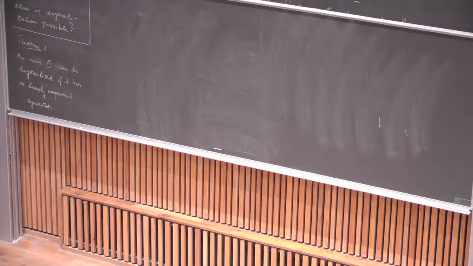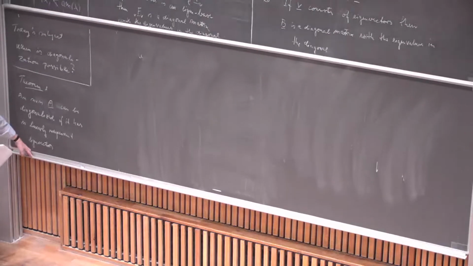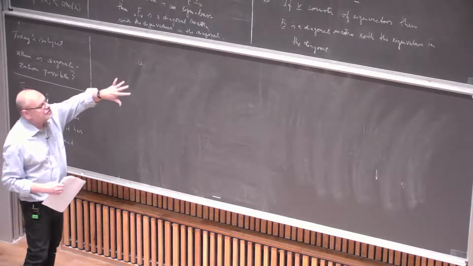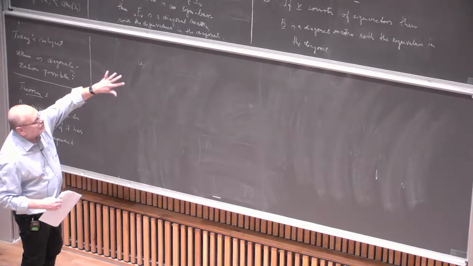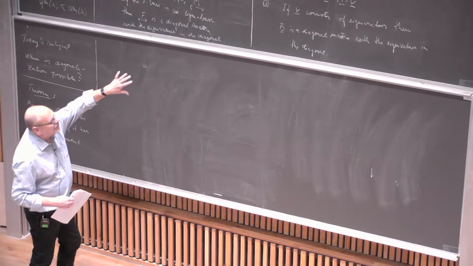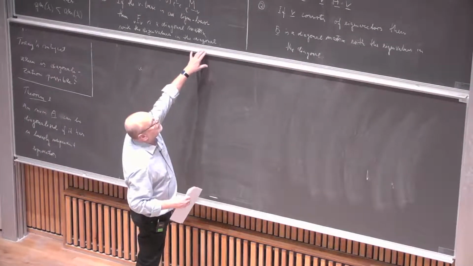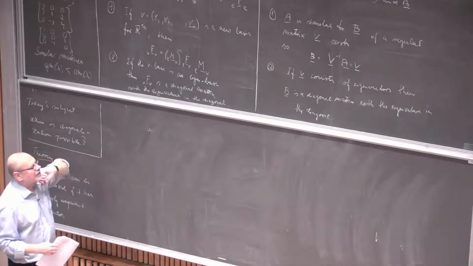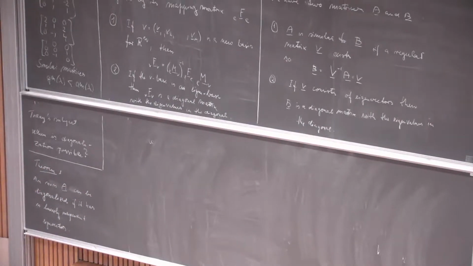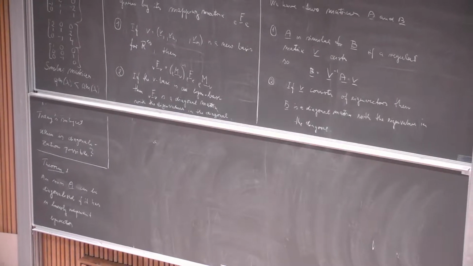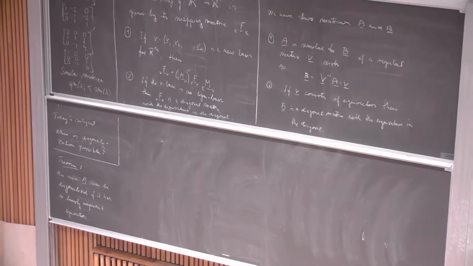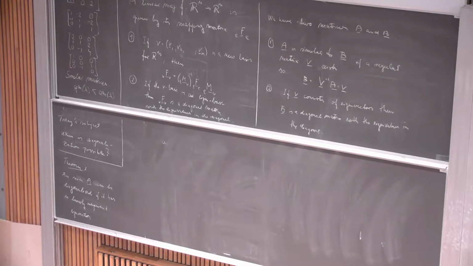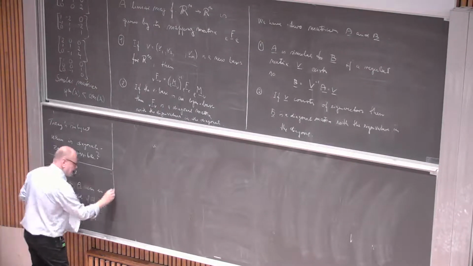So if there are n linearly independent eigenvectors, then you can form this regular matrix V here, and then you can find a diagonal matrix by applying this matrix V on A. So let's see that in an example.